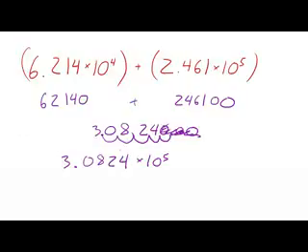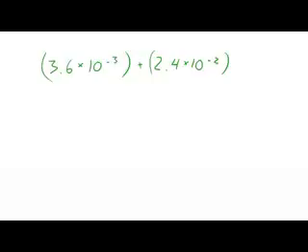There you go. So aside from that, we also need to learn how to add two really small numbers together. So say we have a number like 3.6 times 10 to the third plus 2.4 times 10 to the -2.